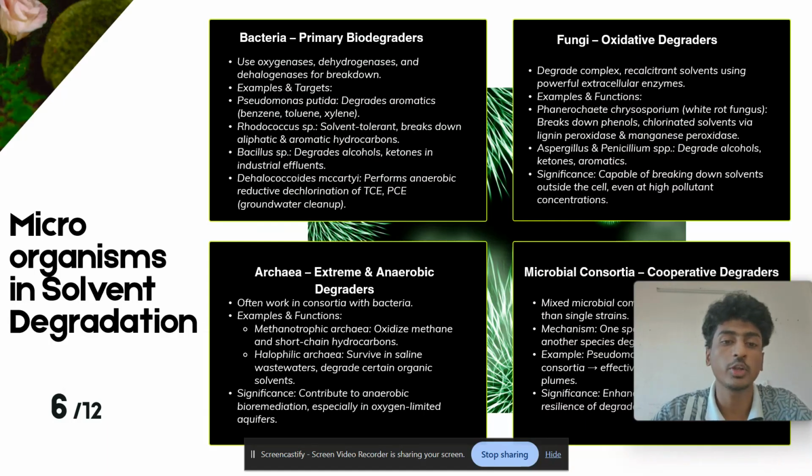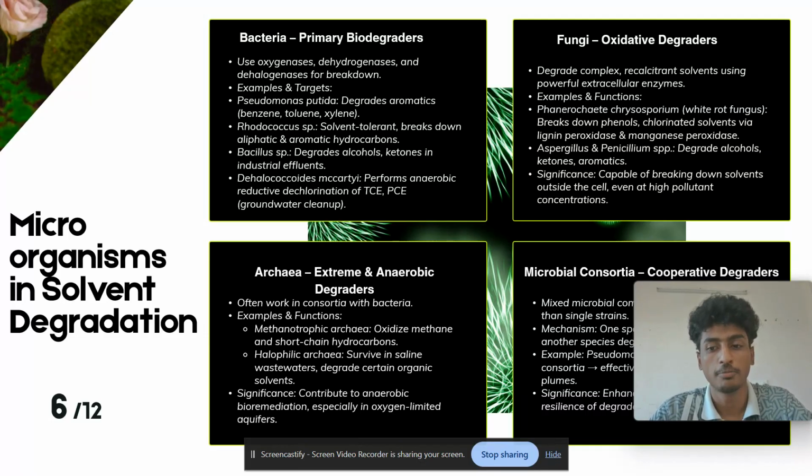So several different groups of microorganisms are involved in solvent degradation. We can look at some of the groups. First comes the bacteria. Bacteria such as Pseudomonas putida and Rhodococcus species are primary degraders of hydrocarbons and chlorinated solvents. Dehalococcoides mccartyi performs anaerobic dechlorination of TCE and PCE, that means trichloroethylene and PCE.